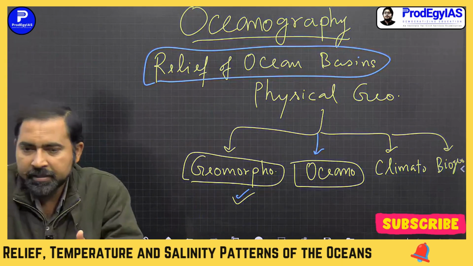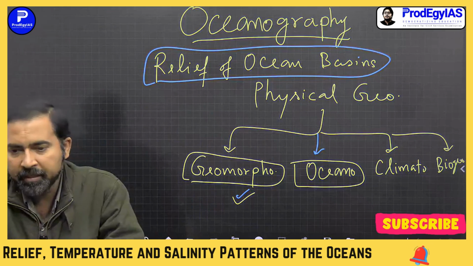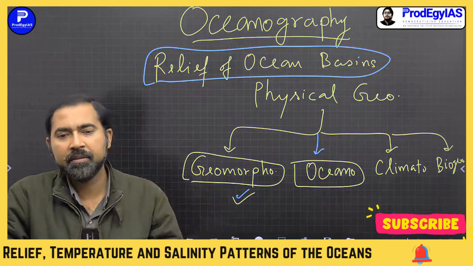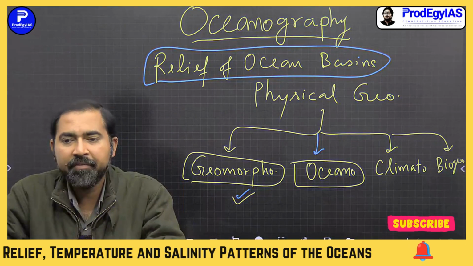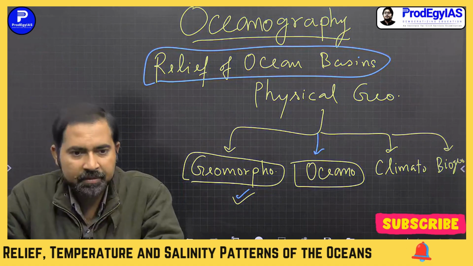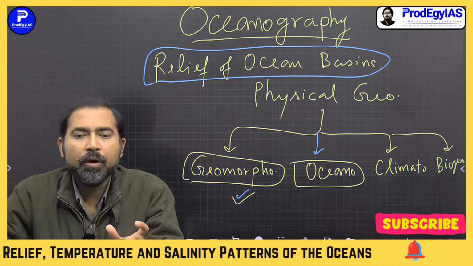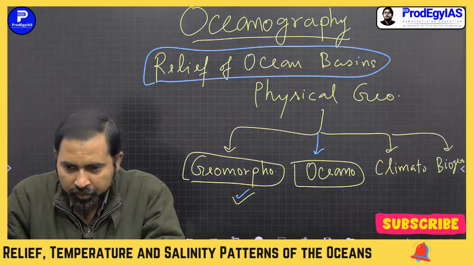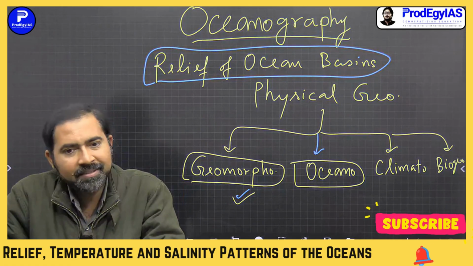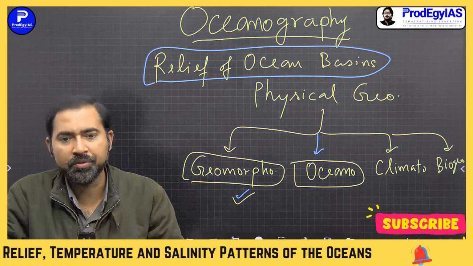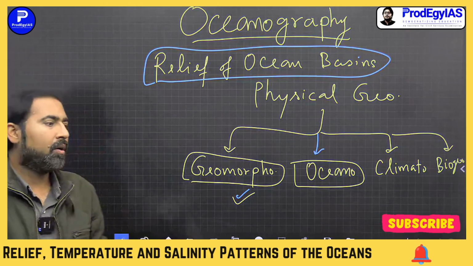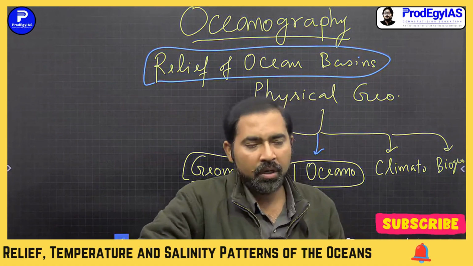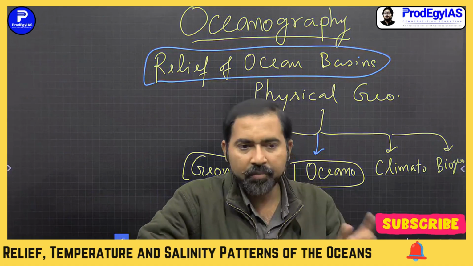So today we will study the relief, means the topography. Wherever the word topography comes, topography means the ups and downs, different heights of landforms. They are called, in a word, topography. So we are going to study the topography of the oceanic floor as well as the temperature and salinity patterns of the oceanic water, both. Because through understanding the temperature and salinity patterns, we are going to better understand the circulation of oceanic waters.